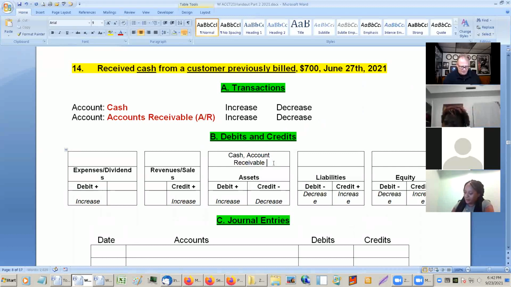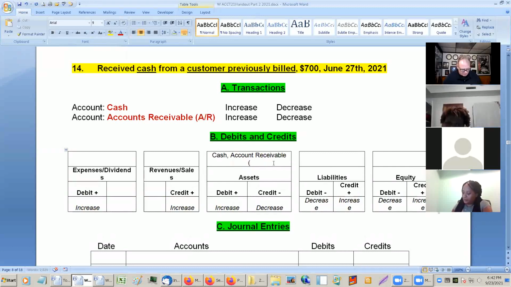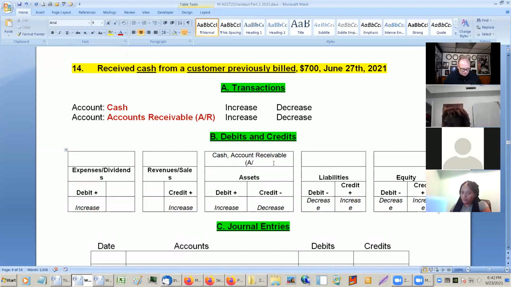And again, you can just abbreviate that AR. You see that all the time. Just A/R.